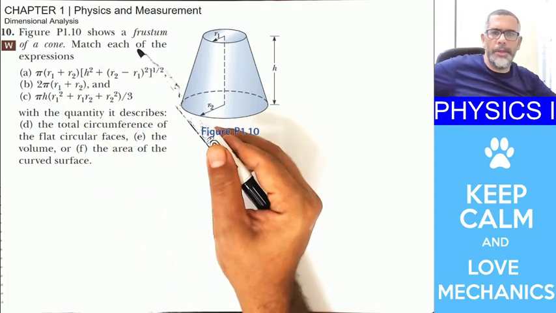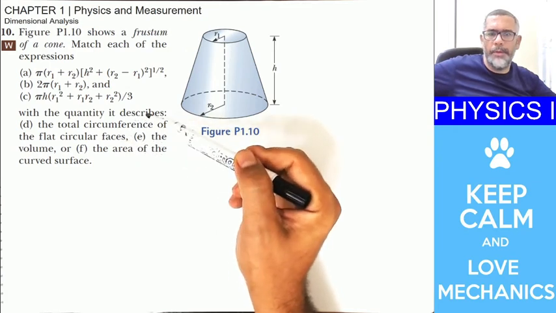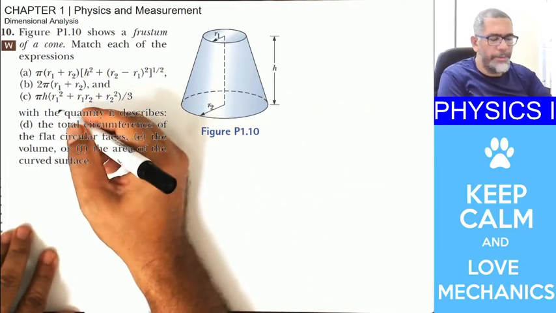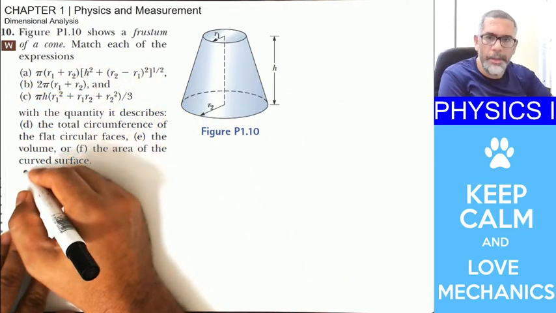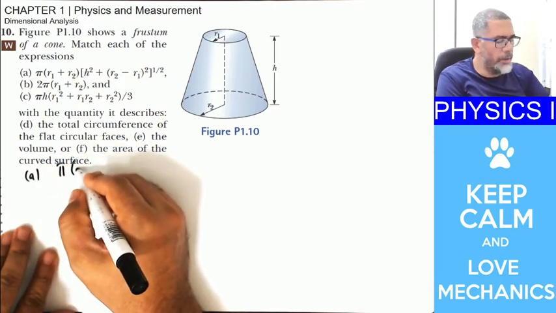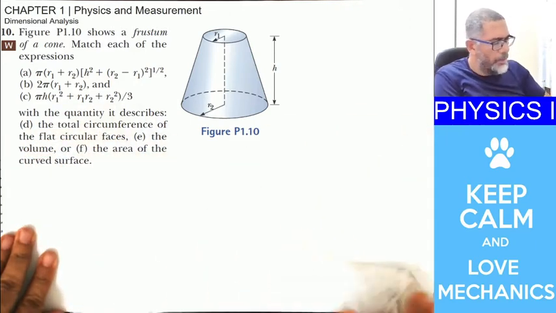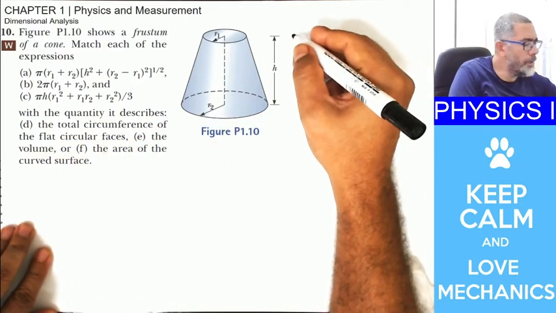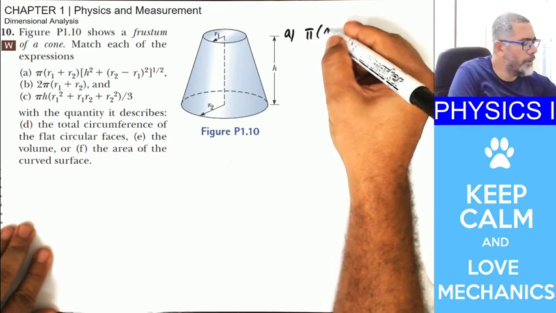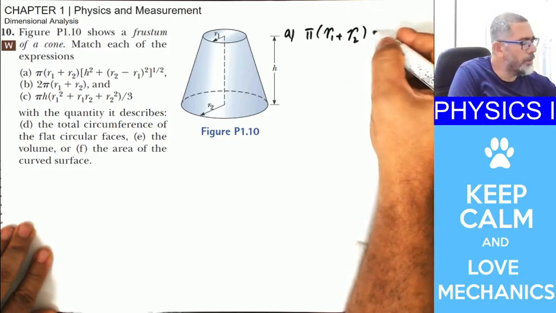And from this dimensional analysis, we will be able to pick up one of them is circumference, one of them is volume, and one of them is area. Okay, so let's start with the first one. Let me write over here A is pi, R1 plus R2, and this is going to be multiplied by this expression in the square bracket.